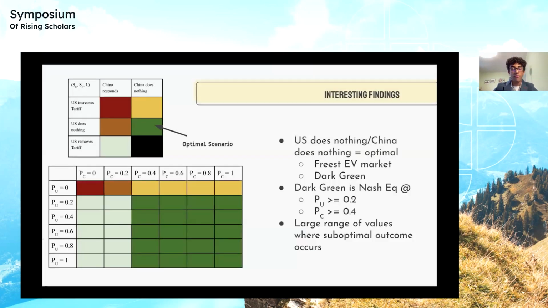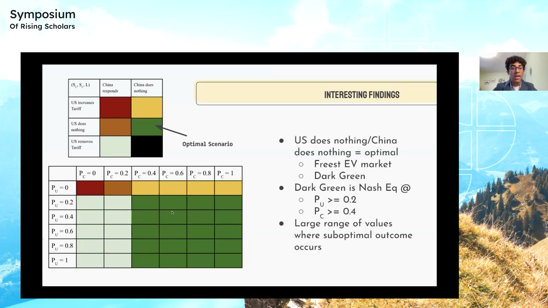So over the course of all my research, I tested 20 to 30 of these possibilities, and I actually managed to find a table which shows the Nash equilibria in each of these situations. So in the top, you can see a color-coordinated map of each of the possibilities, with, again, the green scenario being the optimal scenario, the scenario which is best for the world.